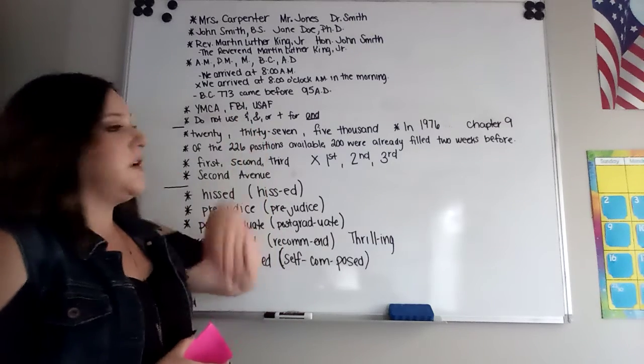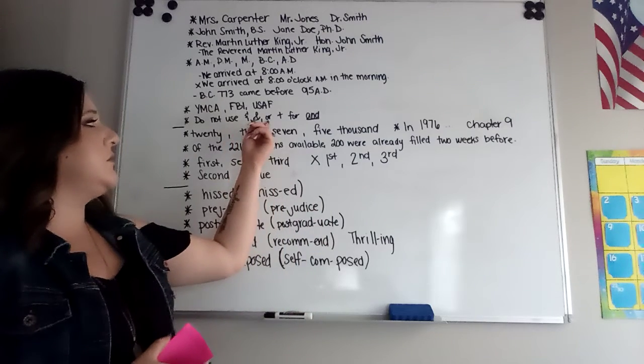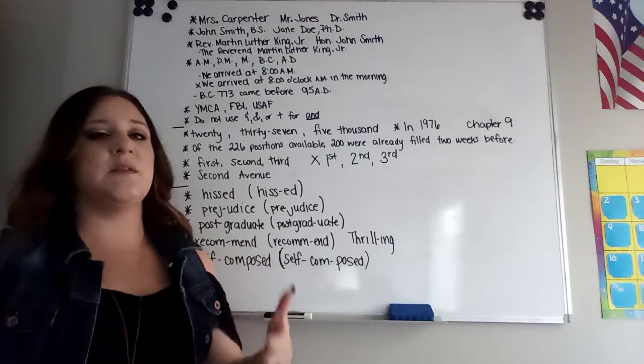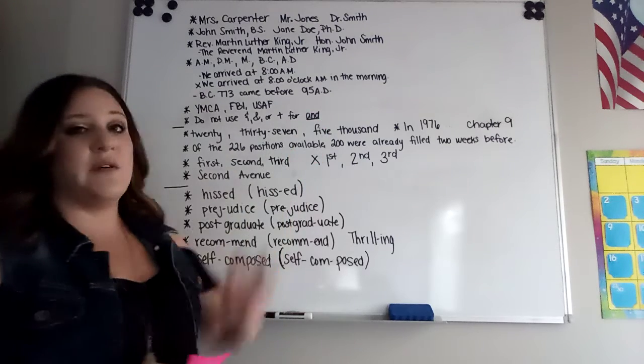Last, we are not going to use anything besides the word and. So we aren't going to use a plus sign or any other symbol that sometimes we shorten for the word and. We're always going to write it out.